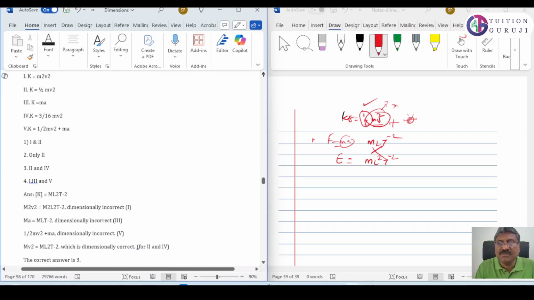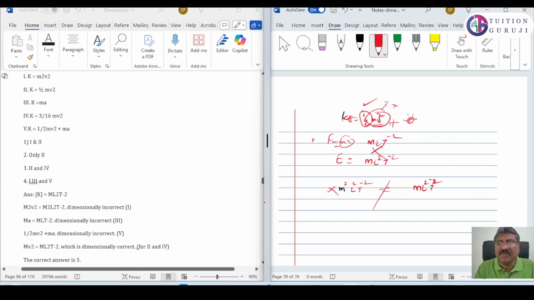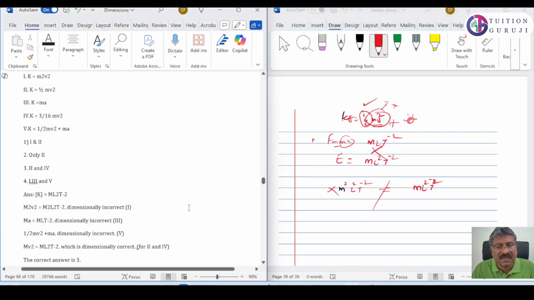First one is m square v square. m square v square is m square l square t raised to minus 2. But we know energy is m l square t raised to minus 2, so this is not equal. So this is wrong. Next, mv square we know it is correct. Then ma is force, so it will not come. Then 3 by 16 mv square is okay. Then the last one, half mv square plus ma, we also checked. Ma is force, and force and energy cannot be added together. So the answer is 1, 2, and 4 only. 3 is the correct answer.